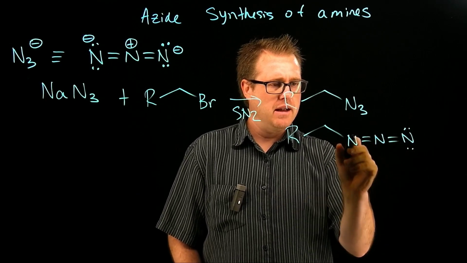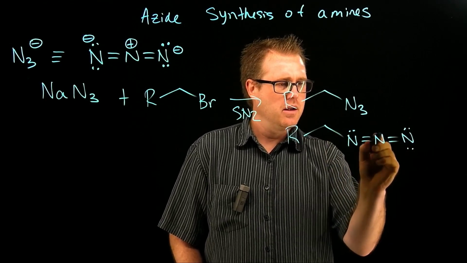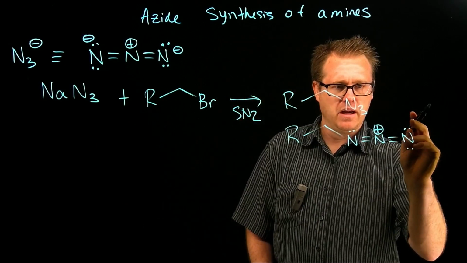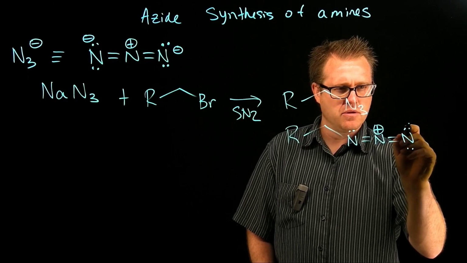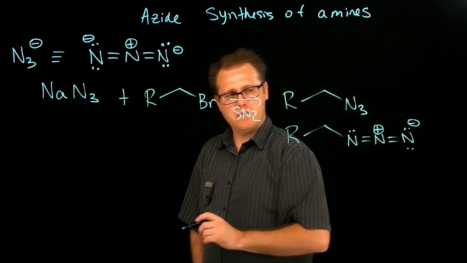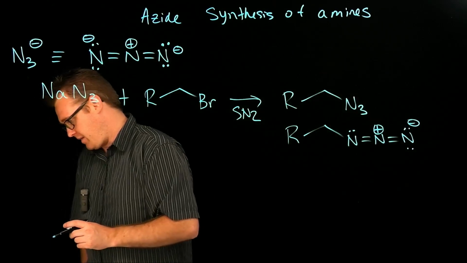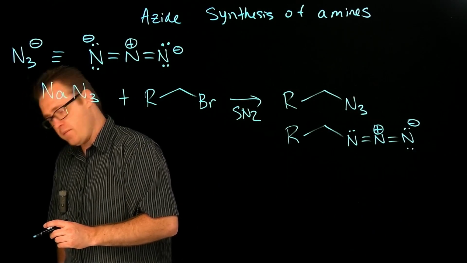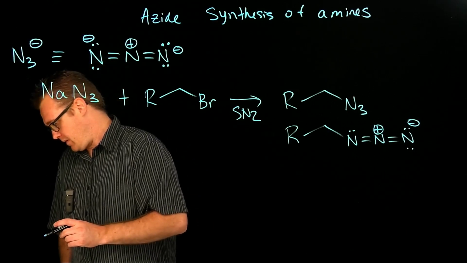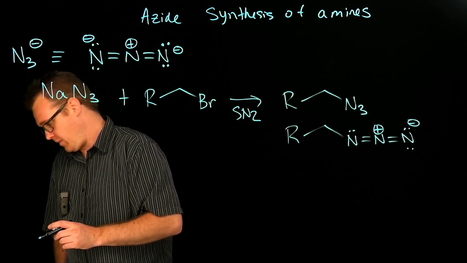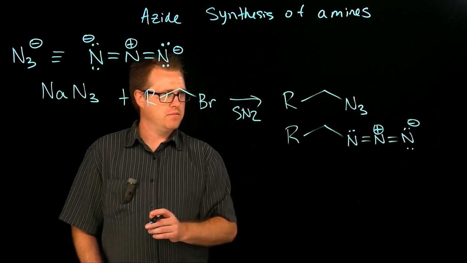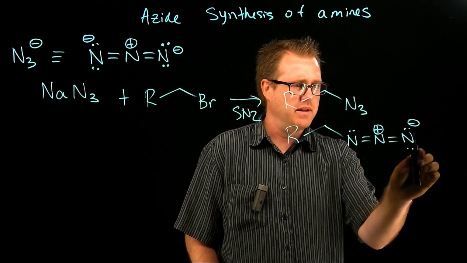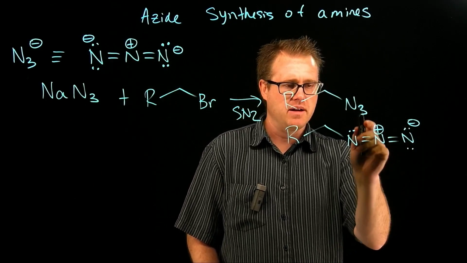And so that would now be 1. That'd still be positive. That would be neutral. Negative. Okay. Yeah, just like that. So the overall azide is neutral, but this nitrogen is positive, that's neutral.